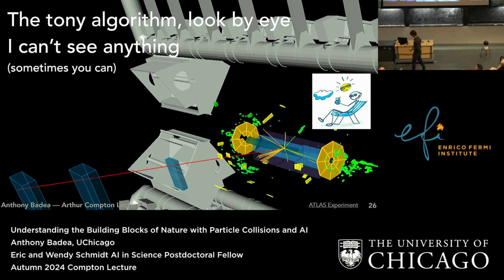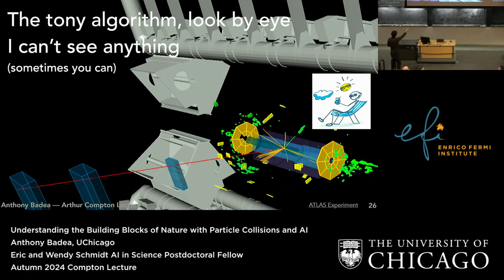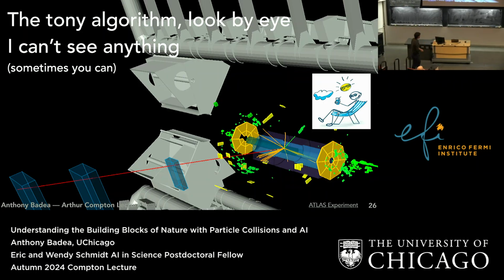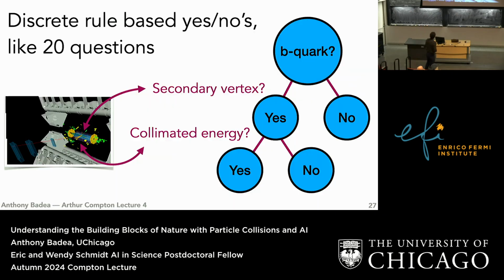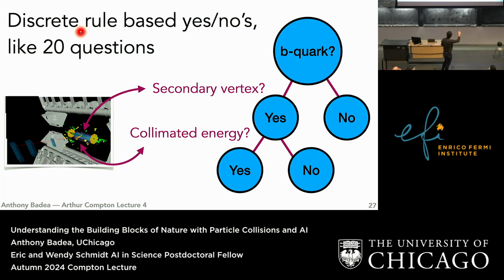Yeah, exactly. So this now is kind of crazy. I don't think you can do this unless you really know a lot about the specific event. A different thing that you could do is make a rule-based game. A discrete rule-based game, just like the game 20 questions. So you have a question, is it a B Quark? And you just walk down this tree of yeses and nos. And at each step, you ask a question.